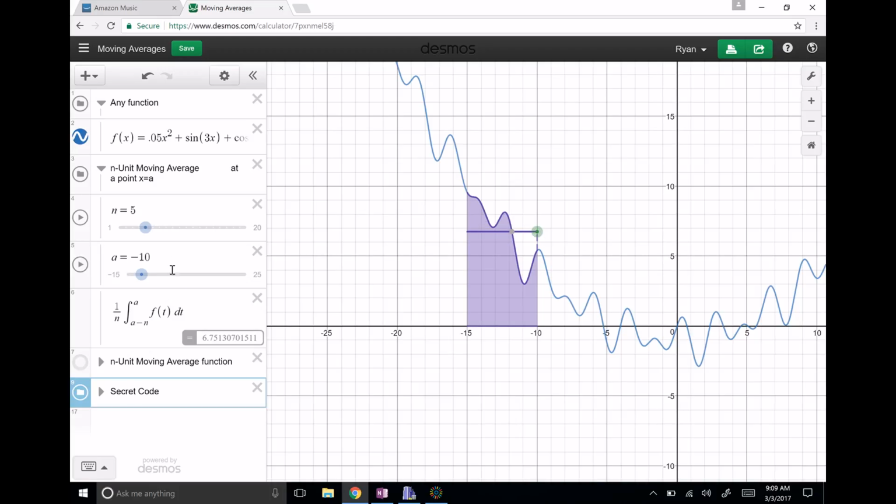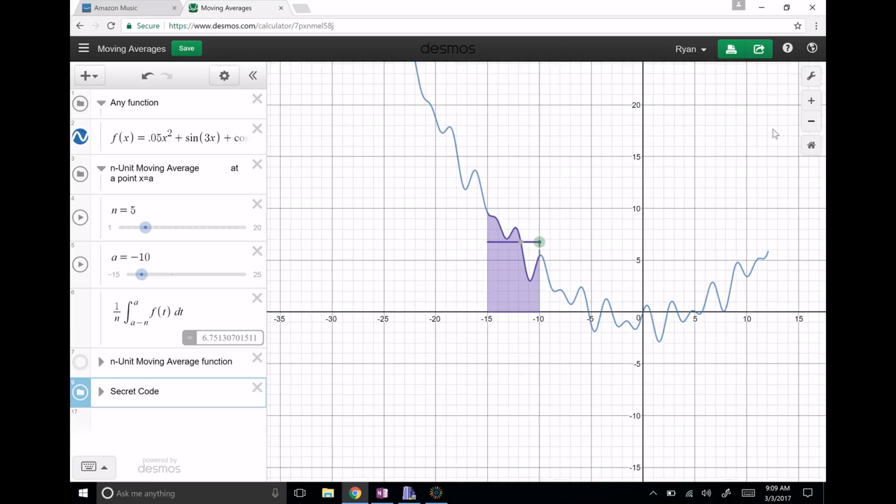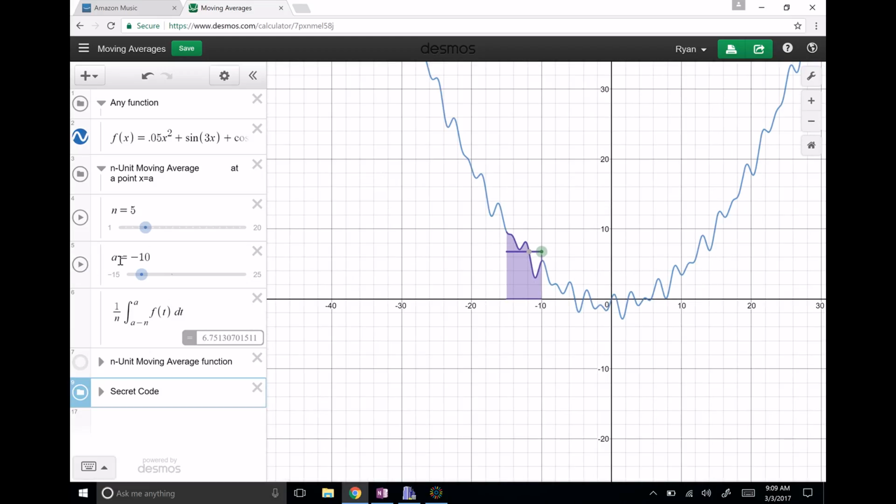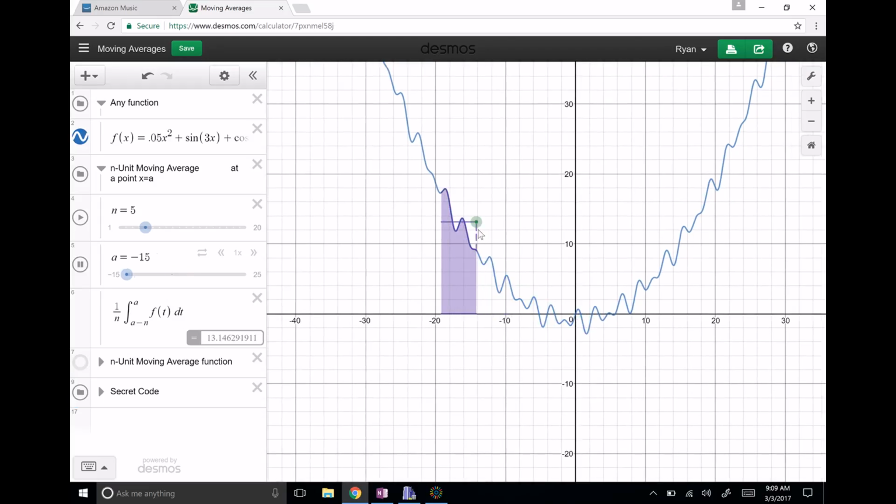And so something nice that happens with this Desmos calculator is I can hit this play button. So I'm going to change my x value. Right now it's negative 10. I'm going to hit play. And so this is the 5-unit moving average of our function. And you can see that this green point is moving up and down and tracing out a new function, right? And so if I click this button right here, you can see this is the function it's tracing out. So you can see this one looks a lot smoother, right? The moving average is a lot smoother function.